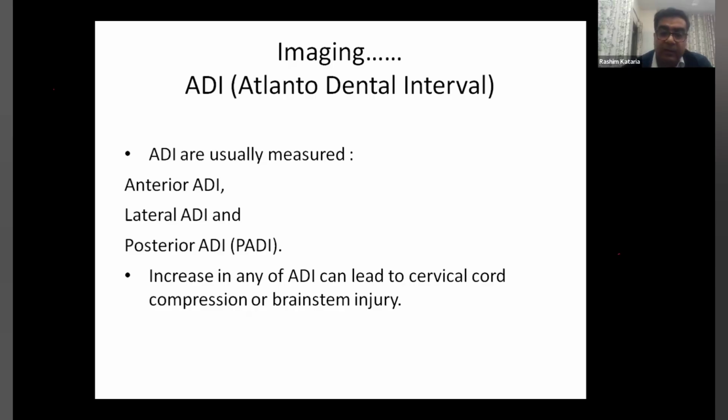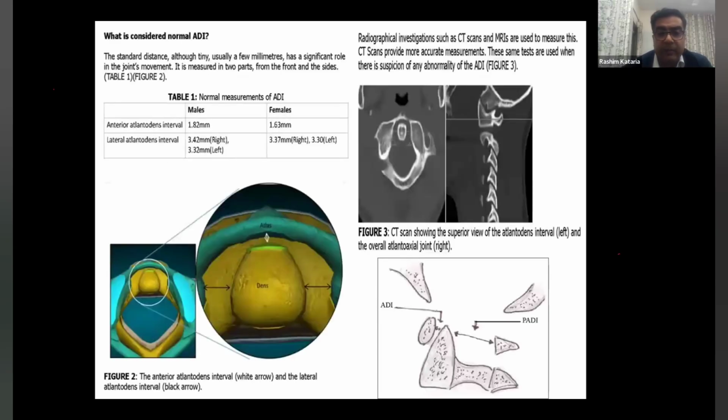Because of the time constraint, I will not go into detail. This is how one has to know about the lateral ADI. All of us know the anterior ADI. This is the anterior ADI, this is the posterior ADI, and this is the lateral ADI. All 3 ADIs should be seen properly.